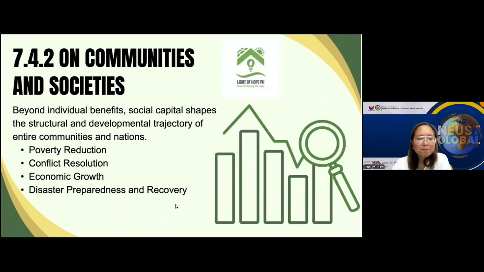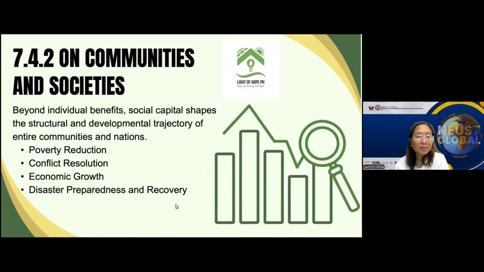Social capital strengthens entire communities and societies by promoting cooperation, trust, and shared resources, leading to better development and resilience. Poverty reduction: communities work together, we share resources, we create opportunities for everyone. Farmers in Southeast Asia use savings cooperatives to start small businesses, even if they have no land.